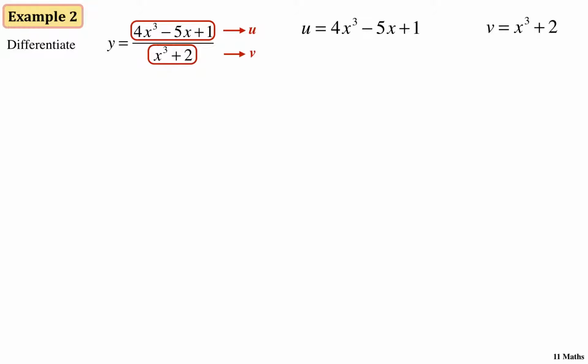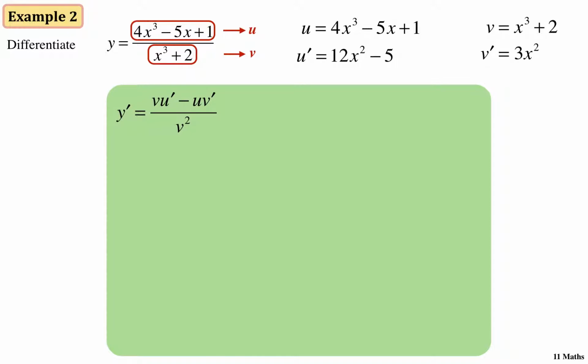Now what's the derivative of u? Let's differentiate this part. Derivative of 4x cubed, power 3 times 4, 12x squared, minus 5. So there's our derivative for u. Remember, the derivative of a constant drops out. The derivative of v, well, the 2 is going to drop out. Derivative of x cubed becomes 3x squared. Now we've got our u dash, v dash. We're ready to use our formula.